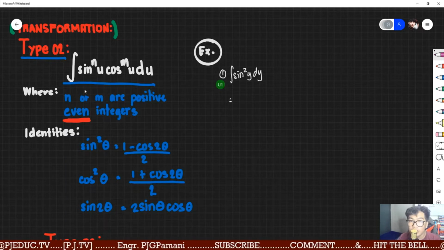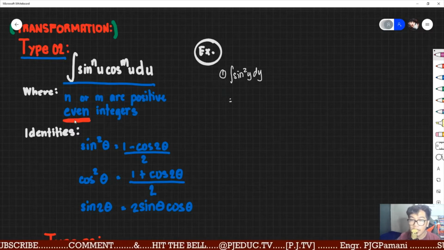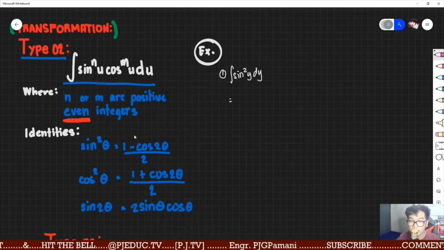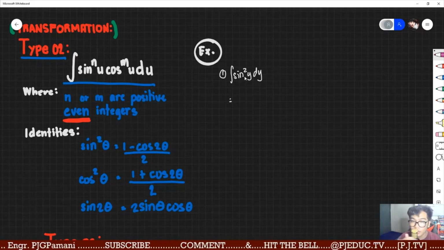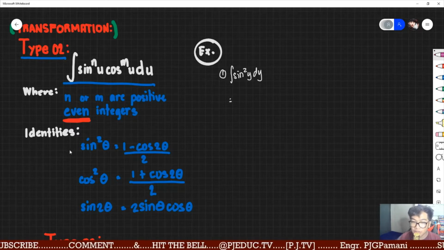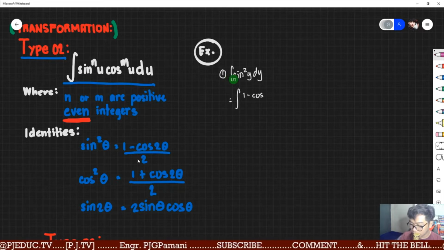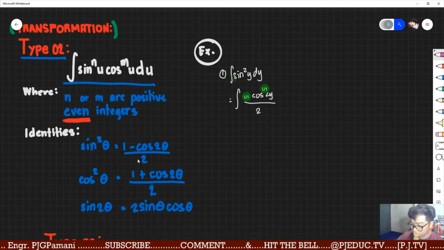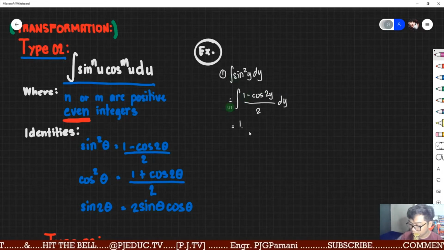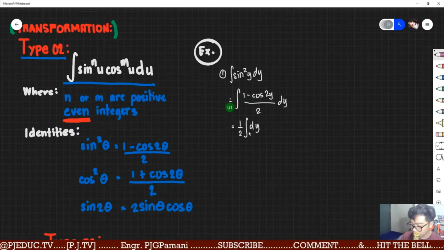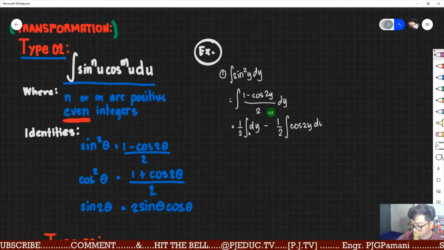So remember, ang rule ni type 2, the integrand or the trigonometric function should have even positive integers. It is a positive integer and it is also an even integer. So pwede nating directly i-apply yung transformation in terms of identities. So sine squared y is basically 1 minus cosine 2y all over 2 dy. Simplify further, introduce lang natin si antiderivative integral sign with our terms: integral of dy minus 1/2 of cosine 2y dy.